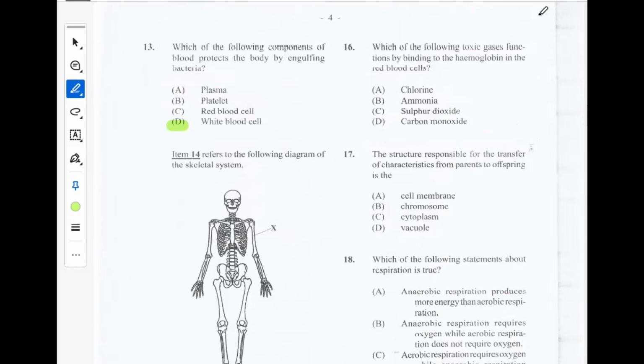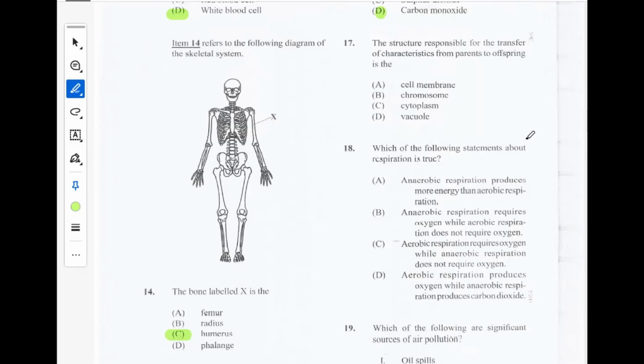Number 16. Which of the following toxic gases function by binding to hemoglobin in the red blood cells? That would be carbon monoxide. D. 17. The structure responsible for the transfer of characteristics from parents to offspring is the chromosome. Yes, the chromosome is our answer.